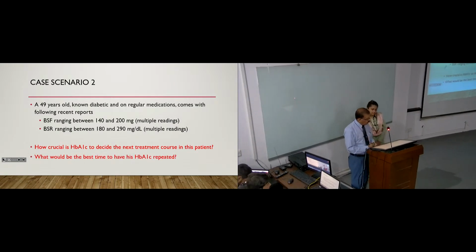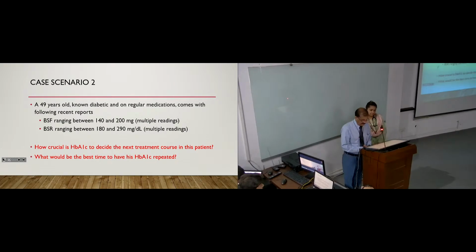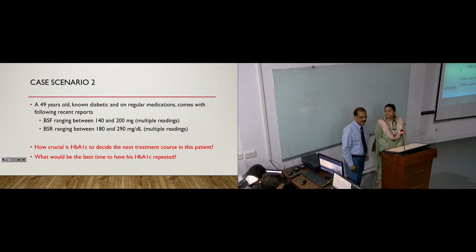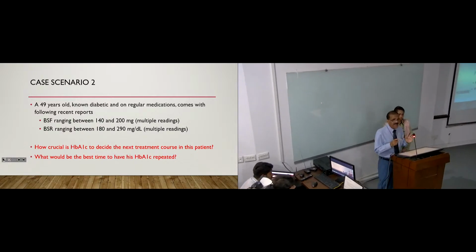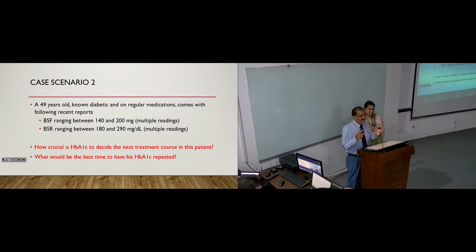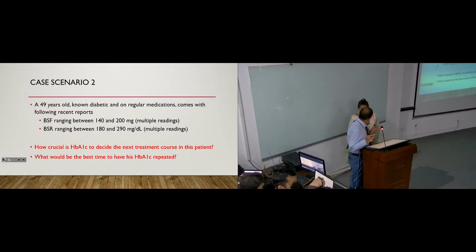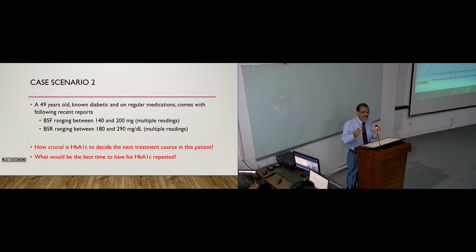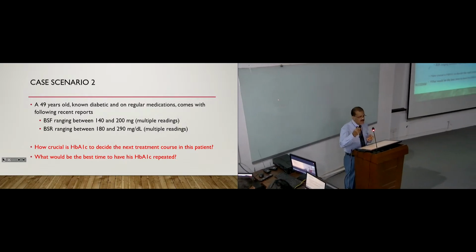There's another one also. What would be the best time to have his HbA1c repeated? 3 months after once he has achieved stable glycemic control. Very good. This is also, I think, the second part. She's very rightly added. I think not earlier than 3 months. Best is after 3 months.